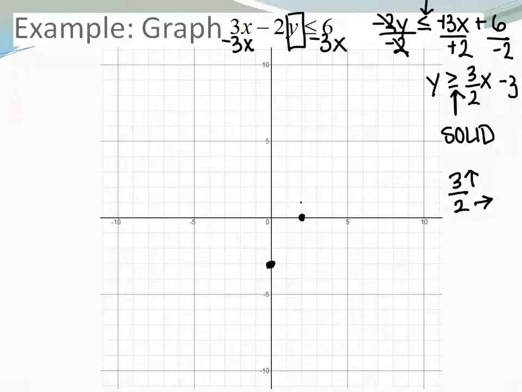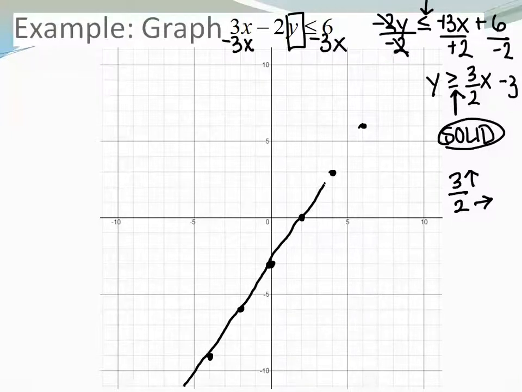We can do it a couple more times. Up 3, right 2. Up 3, right 2. We can also go down 3, left 2. Down 3, left 2. Same line. So because this is a solid line, we're just going to draw the line like normal, going through all those points.